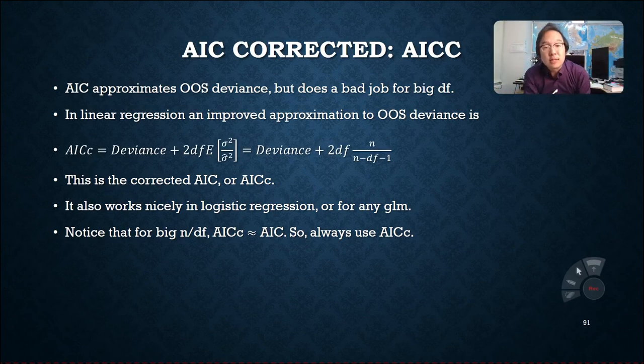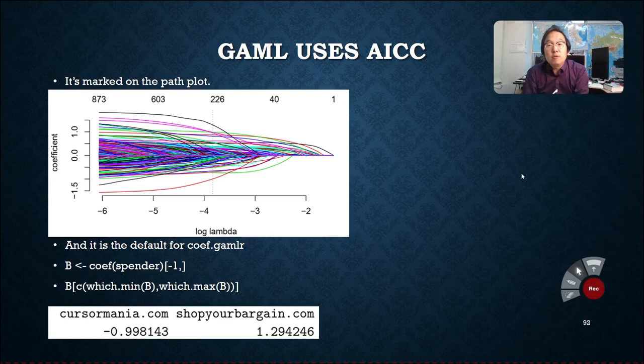It also works nicely in logistic regression, for any GLM. Note that for big n over degrees of freedom, AICc will converge to AIC. So always use AICc, right? That's one message. gamlr uses AICc, and that's the point you see over there on the dashed line. It's marked on the path plot over here, the point of lambda where AICc is minimized. And it is the default for coef.gamlr, or the code you're going to see, so those coefficients are kept like this.